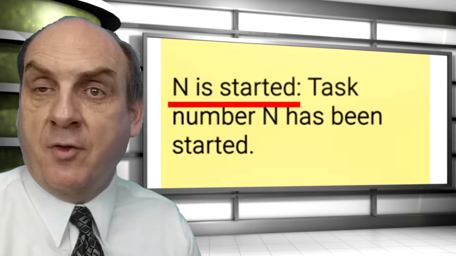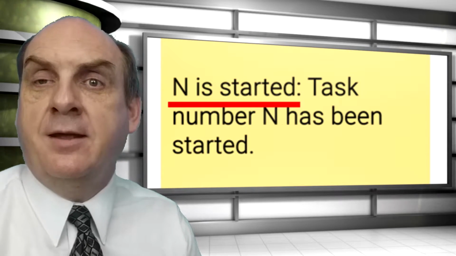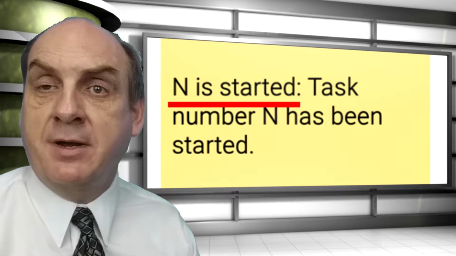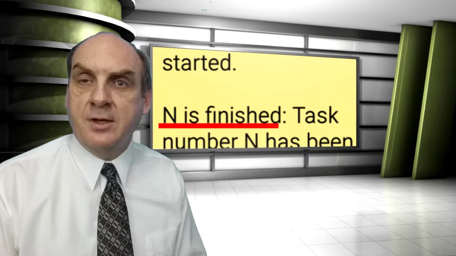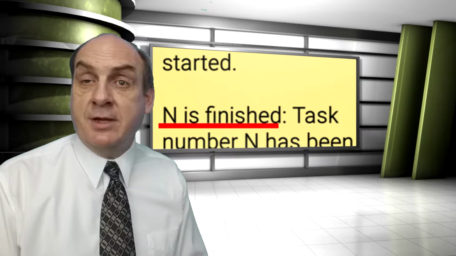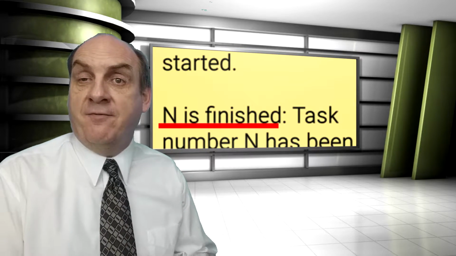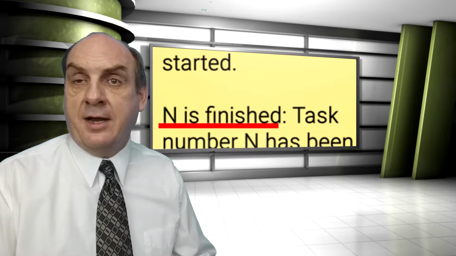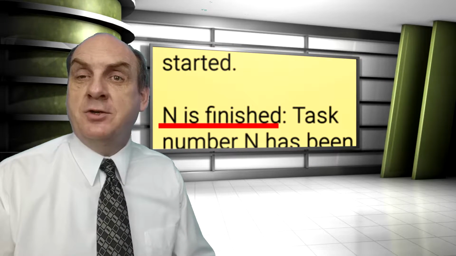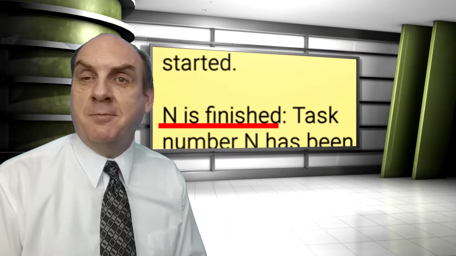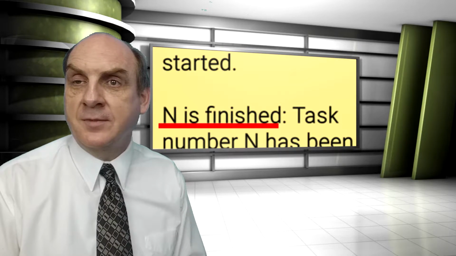So you text back 3 is started, and then your task that was represented by number 3 will be updated in Finish Line Planner. Now you also can send a finish message. So you can say 5 is finished, and task number 5 will show up on the dashboard in green for the manager to know that that task has been completed successfully.